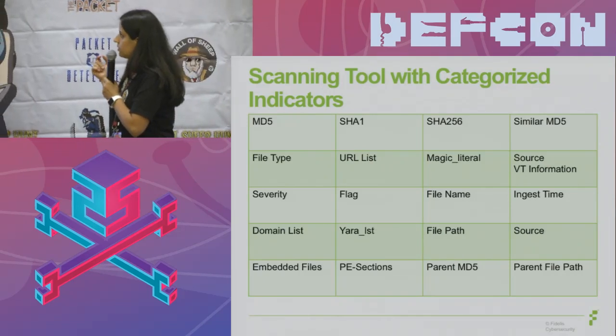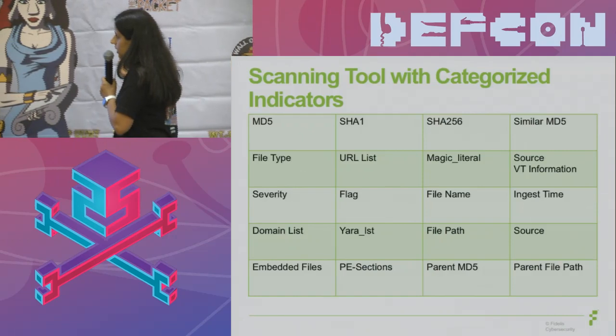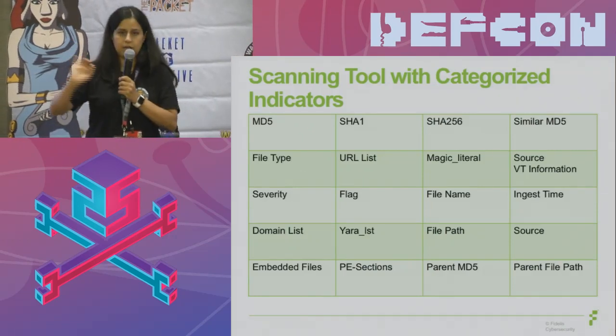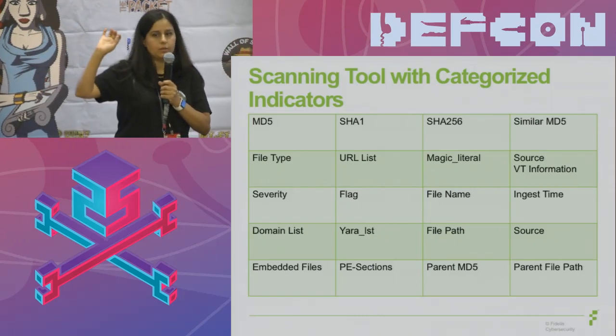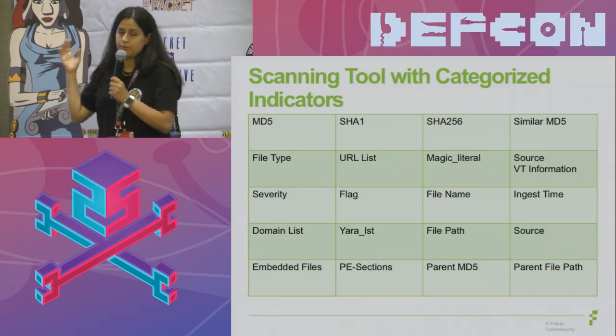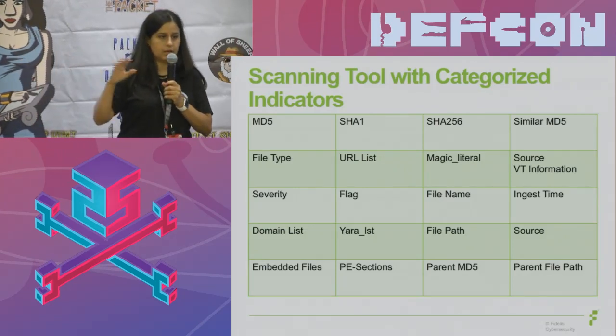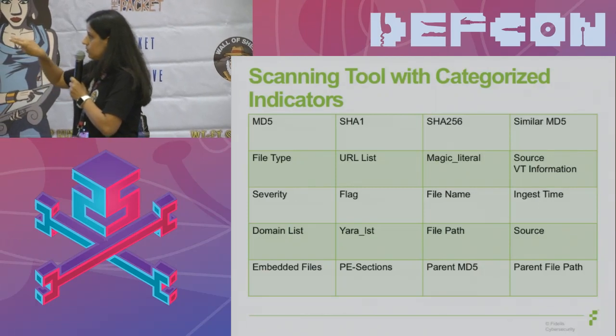Magic literal, source, VirusTotal information. This basically just gives you a link to the VirusTotal page if the file exists in VirusTotal, with the number of positive AV engines that are able to detect it. You don't have to have the key or use VirusTotal. You can just disable it. It's not mandatory.